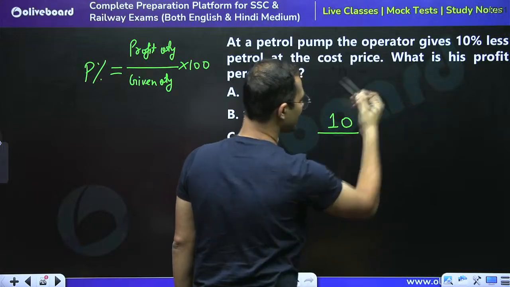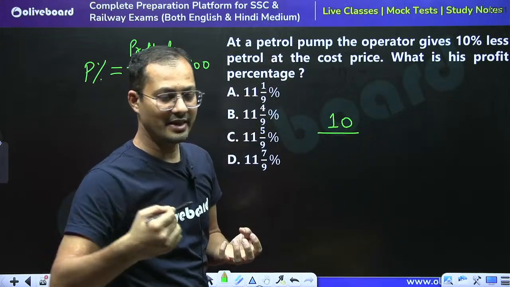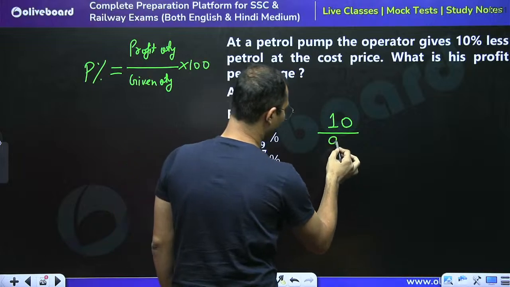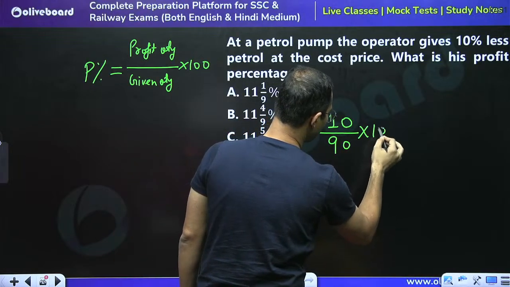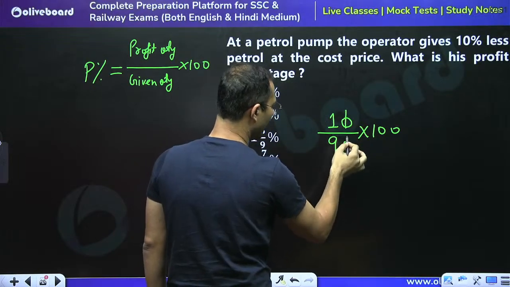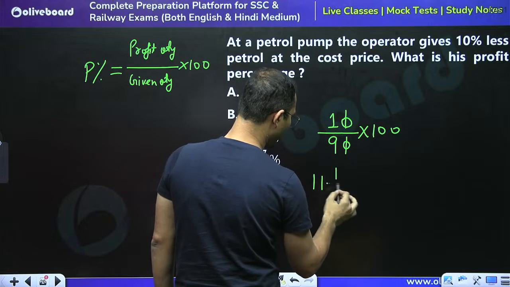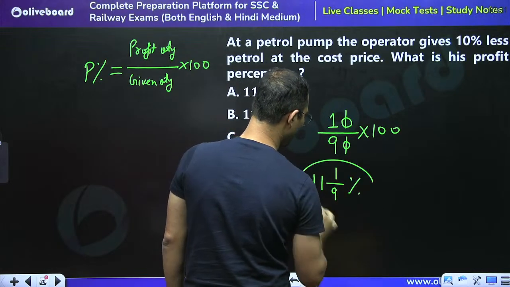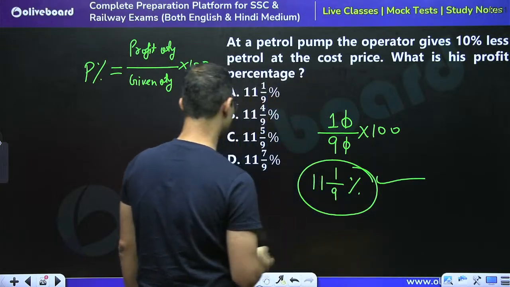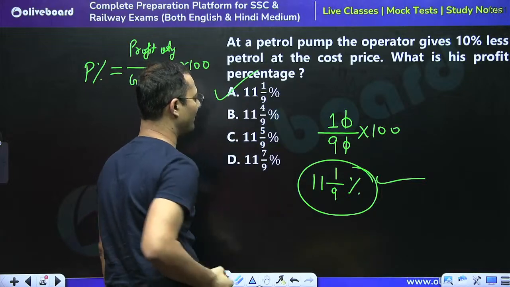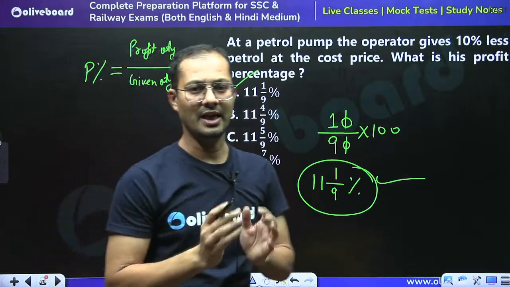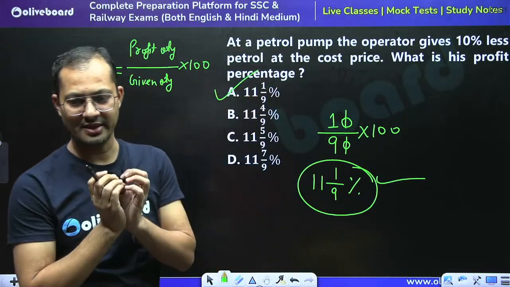And how much is he giving? 10% less. It means he is giving 90%, right? So just make it 100, so just multiply by 100. So 1 upon 9 is equal to 11 whole 1 upon 9%. So the profit is equal to 11 whole 1 upon 9%. 11 whole 1 upon 9% is the right answer.